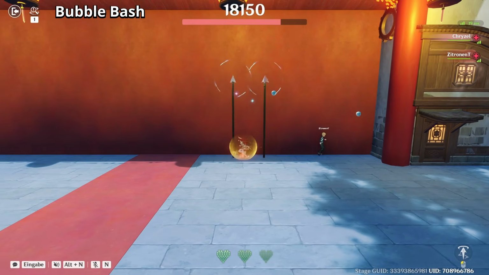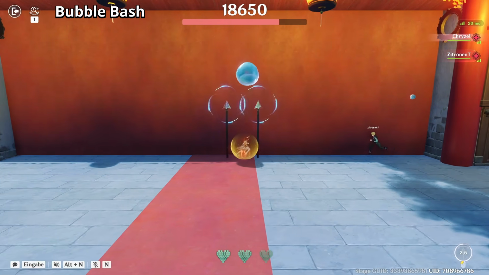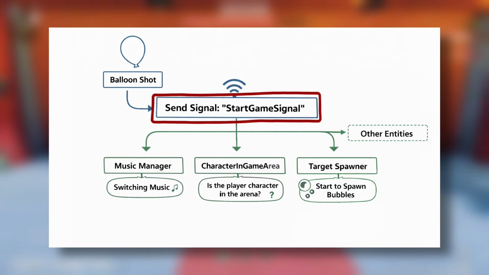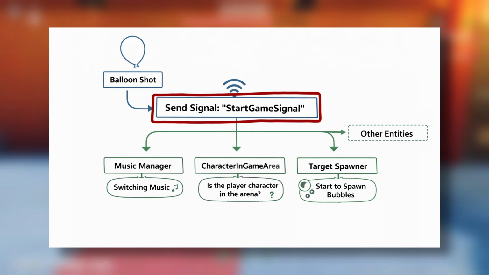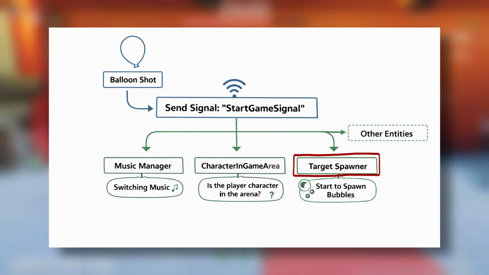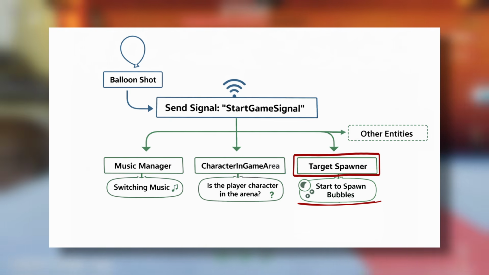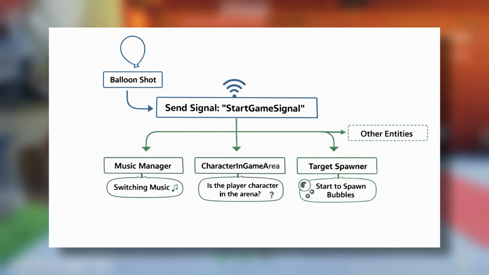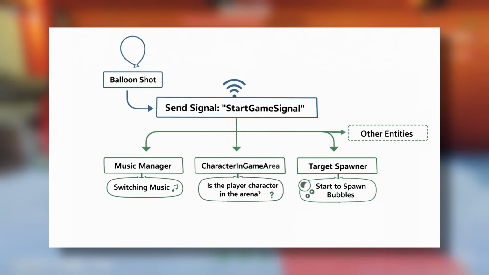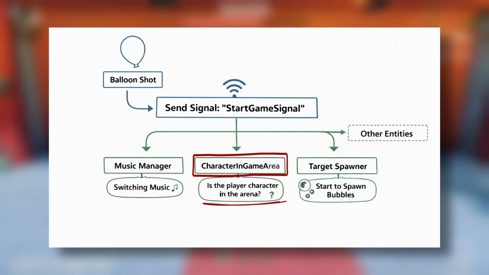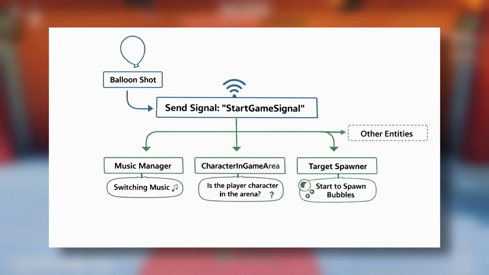When the balloon is shot, we simply send a signal. In my game, this is called the start game signal, and then multiple entities in the scene can monitor that signal and react independently. For example, I have a music manager that listens for the signal and changes the music, a target spawner that has a timer and then spawns bubbles in an interval, and the same happens for a loot balloon spawner that begins spawning power-ups and other things. And then I have the node graph called character in game area, and this will check whether the player is actually inside the arena when the game starts.